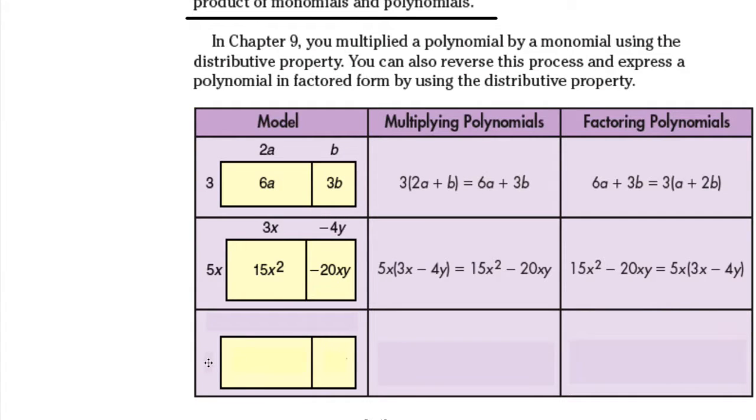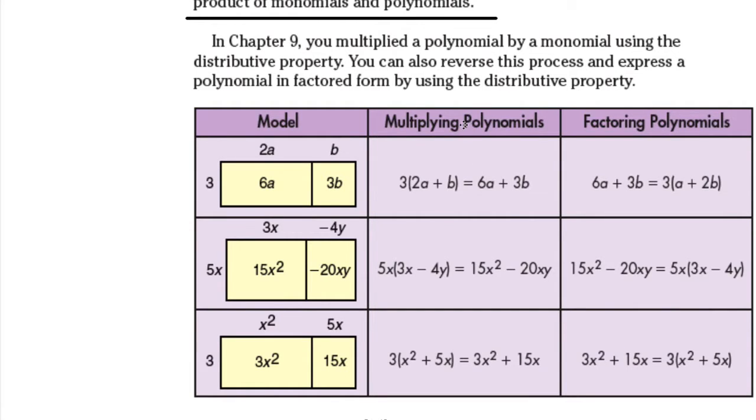Let's take a look at the last model, wherein the width is 3 and the length is x squared plus 5x. So if you notice, 3 times x squared would be 3x squared, and 3 times 5x would be 15x. Multiplying the polynomials, I have 3 times the quantity x squared plus 5x is equal to 3x squared plus 15x. So if I want to factor the polynomial, I simply do the reverse. I have 3x squared plus 15x is equal to 3 times the quantity x squared plus 5x. So that's the factored form of this particular polynomial.